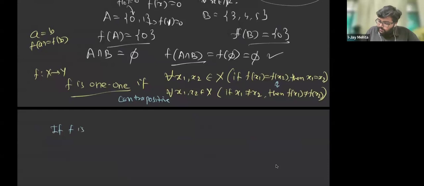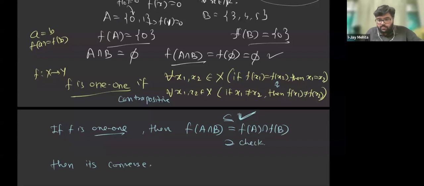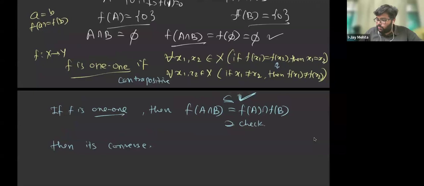Now check this. If f is a one-one function, take all the examples we have done and try to find functions which are one-one. Try to prove this. We have not discussed it in detail. If f is one-one, can I say that f of A intersection B equals f of A intersection f of B? This side, the subset, is anyway true. We have to check the other side, now with the condition that f is one-one, and then its converse.